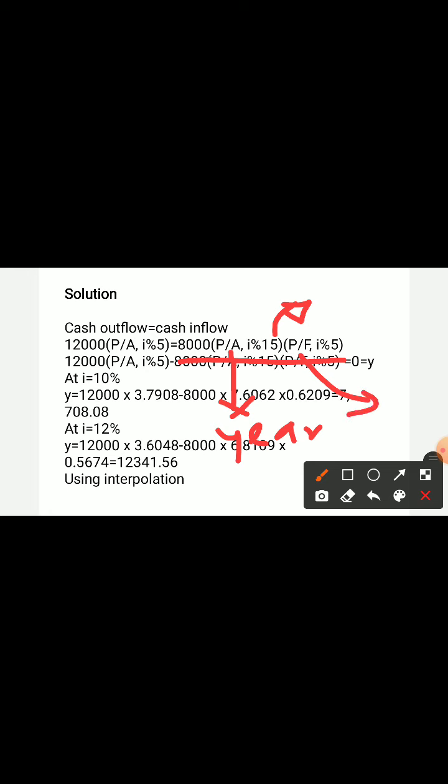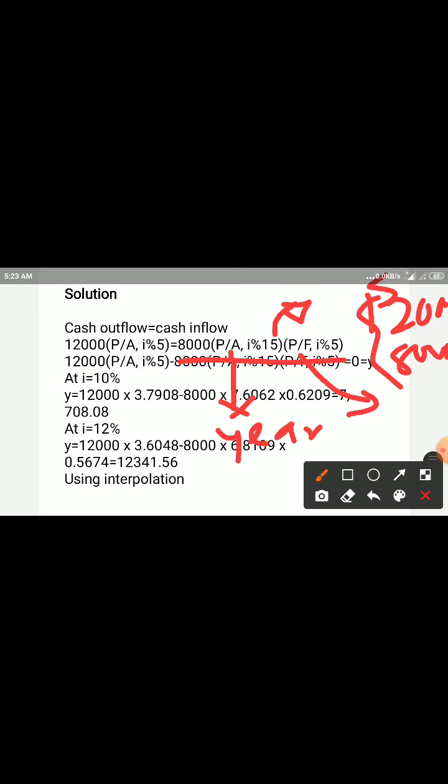For 5 years, 12,000 is invested per year and 8,000 is deducted for each year. For the first 5 years this situation is considered: 12,000 invested and 8,000 removed. After that the investment stops, and only 8,000 is removed after each year. So for the first 5 years, 12,000 is invested and also 8,000 is deducted.